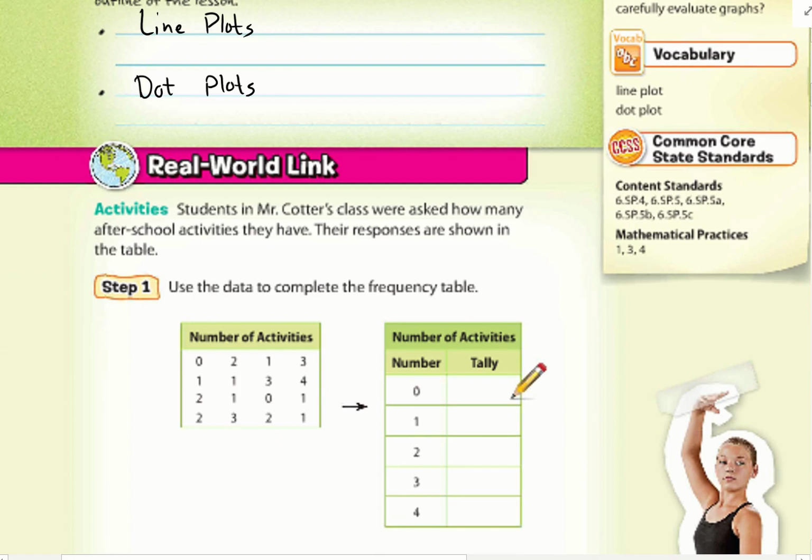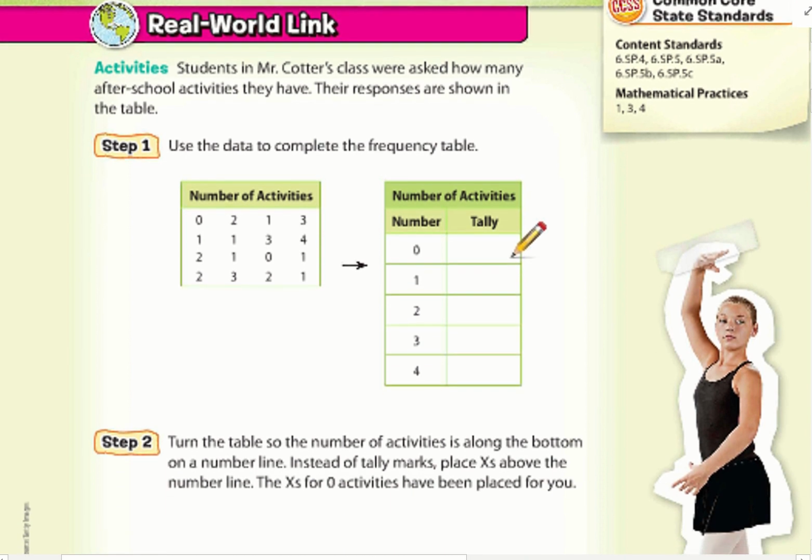So the real world link. Students in Mr. Carter's class were asked how many after-school activities they have. Their responses are shown in the table. Use the data to complete the frequency table. So, how many times do I see the number 0? I see it twice. How many times do I see 1?